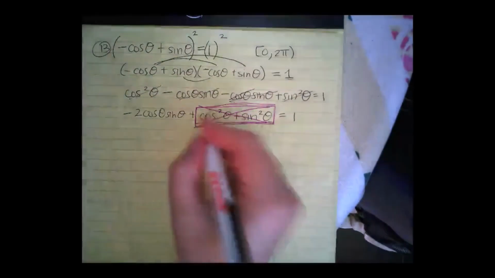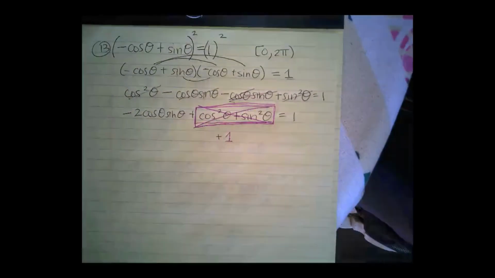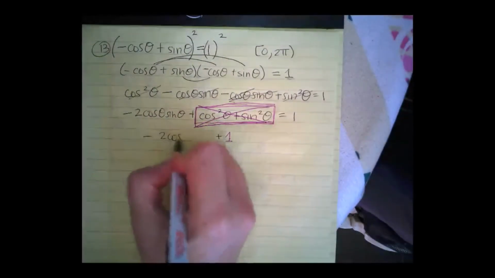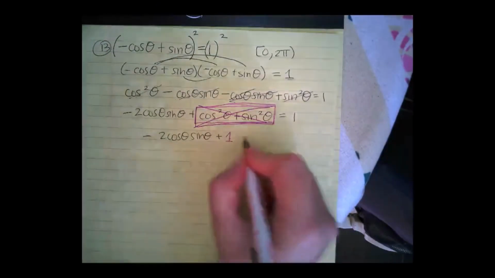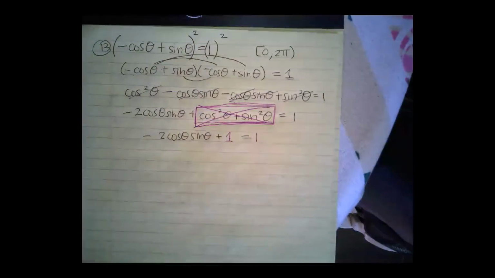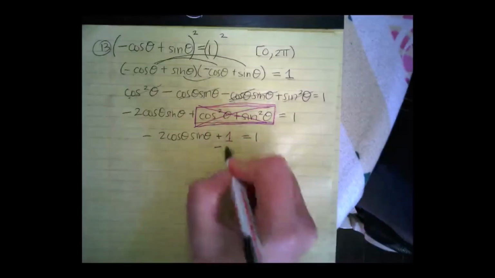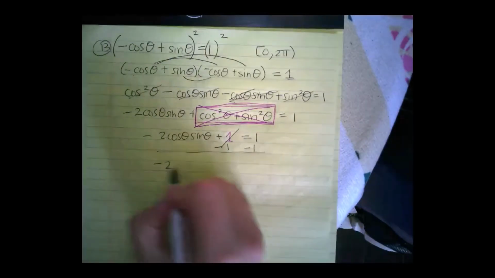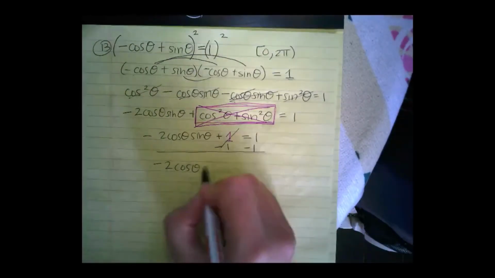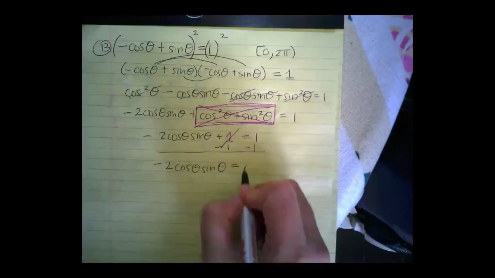So I have that 1, and it's a positive 1, right? I still have negative cosine theta sine of theta plus 1 equals 1. Weird, right? What can we do now? We have numbers, so let's combine the numbers. What if I subtract 1 from both sides? I get negative 2 cosine theta sine theta equals 0.